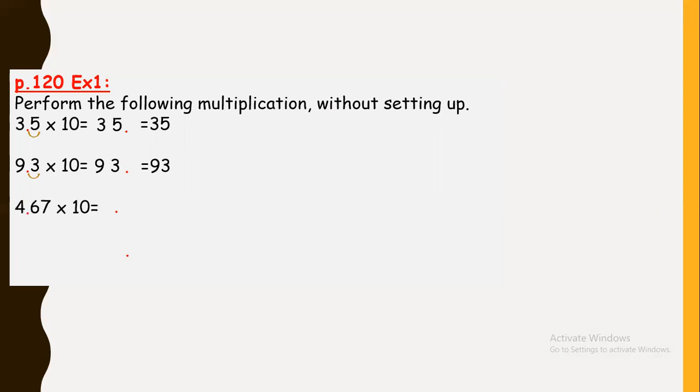Now the third one, 4 and 67 hundredths times 10. The 10 has 1 zero, so we move the decimal point 1 digit to the right. So we get 46 and 7/10. Now the last one, the 10 has 1 zero, so we move the decimal point 1 place to the right. And now here, this 0 is useless because we have no digits before it in the whole part. But this 0 is not useless because it is one digit. So the answer is 0 and 25 hundredths. Thank you for watching.